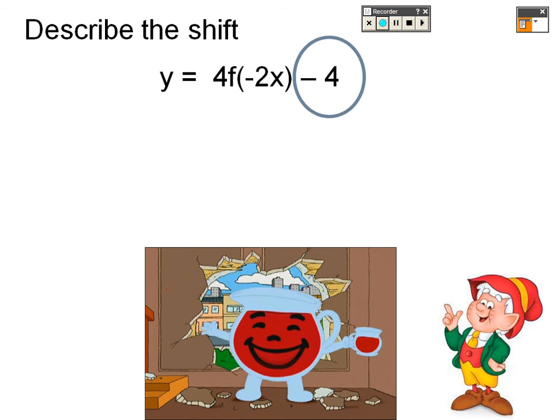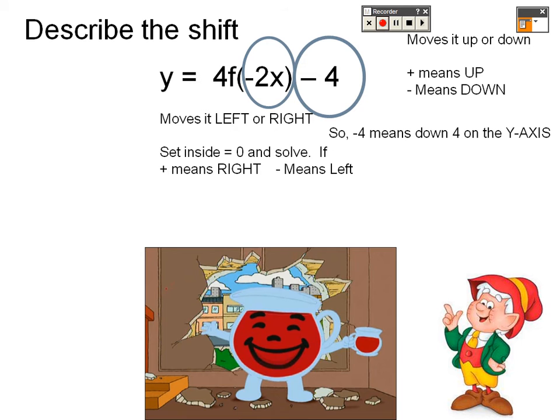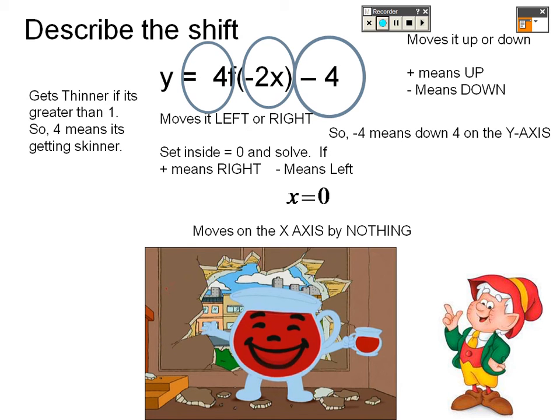Alright, this one here, that means it goes down 4 on the y. That means I divide by negative 2 on my x's, and it means that it's compressing, and in the middle, I know that I don't shift it to the left or to the right at all, and that 4 means it's getting thinner because it's greater than 1, so it's getting skinnier. And yep, that compresses horizontally because it's greater than 1.